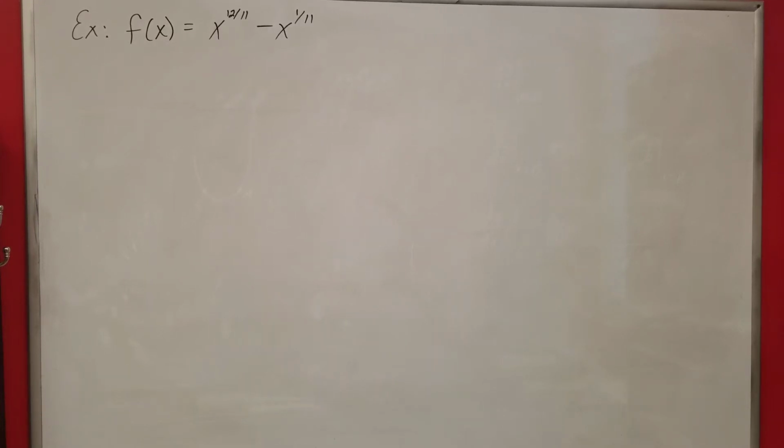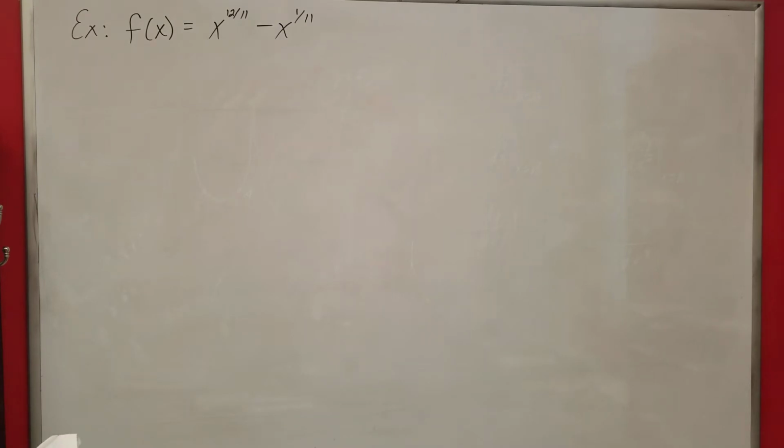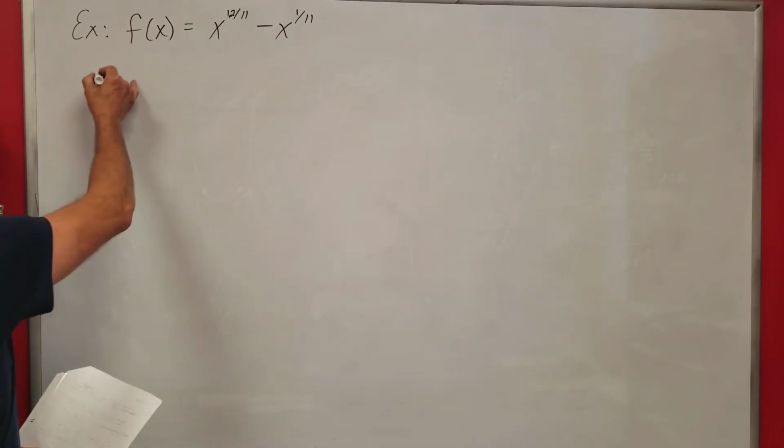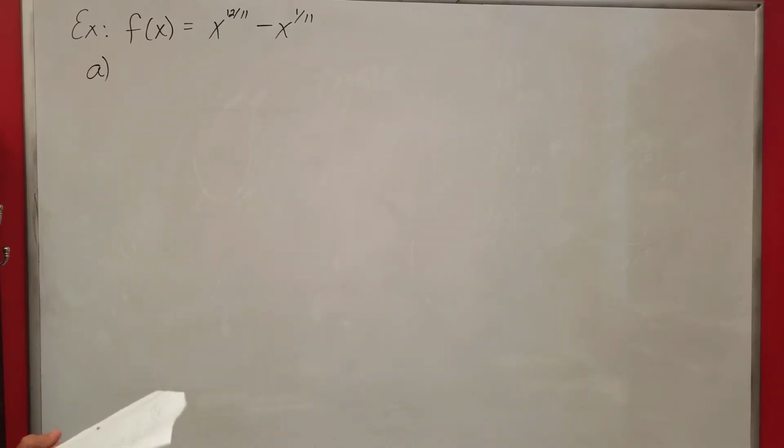All right, let's look at this example. f of x equals x to the 12/11 minus x to the 1/11. This is not a polynomial function, so calculus is really going to help us out here. Let me see, we have a part A in our notes. Part A says, list the intervals on which f is increasing and the intervals on which f is decreasing.